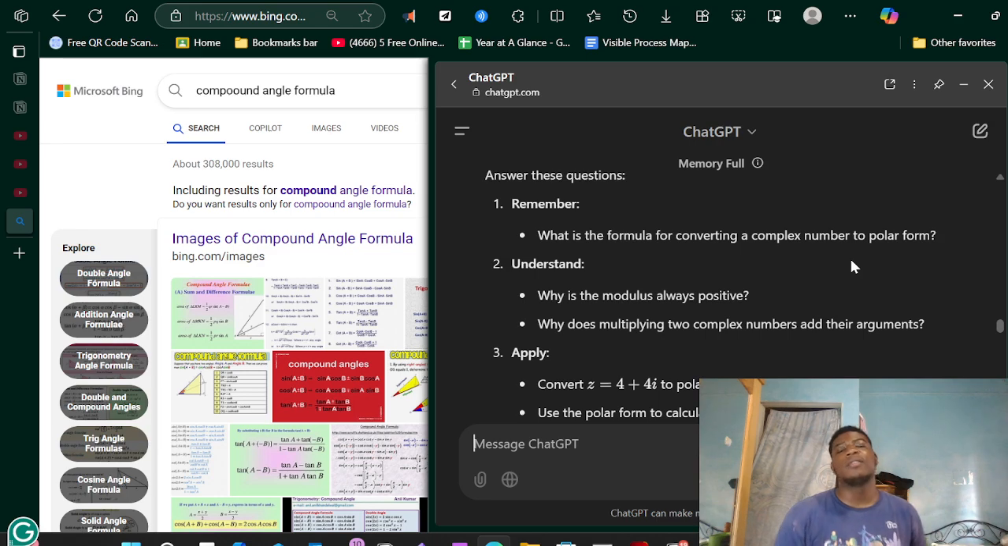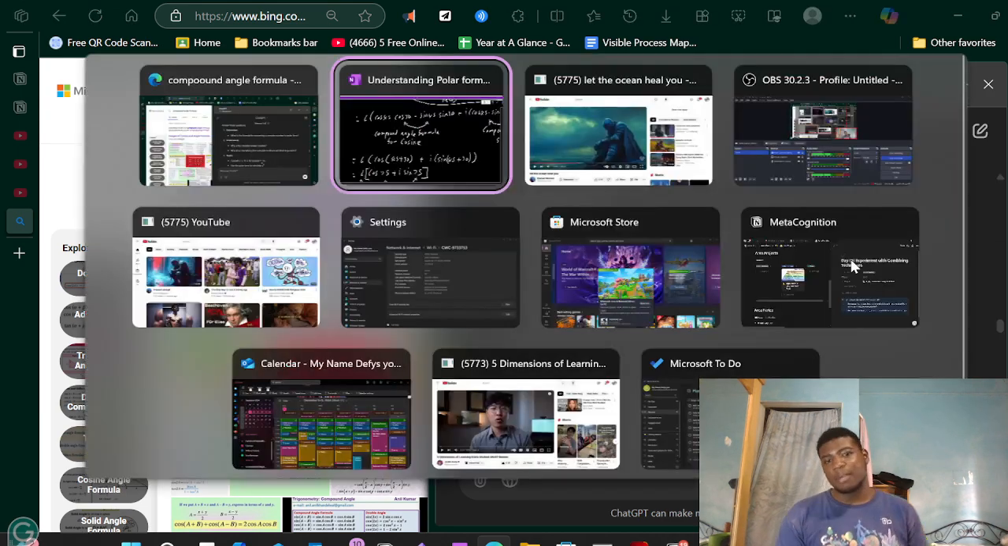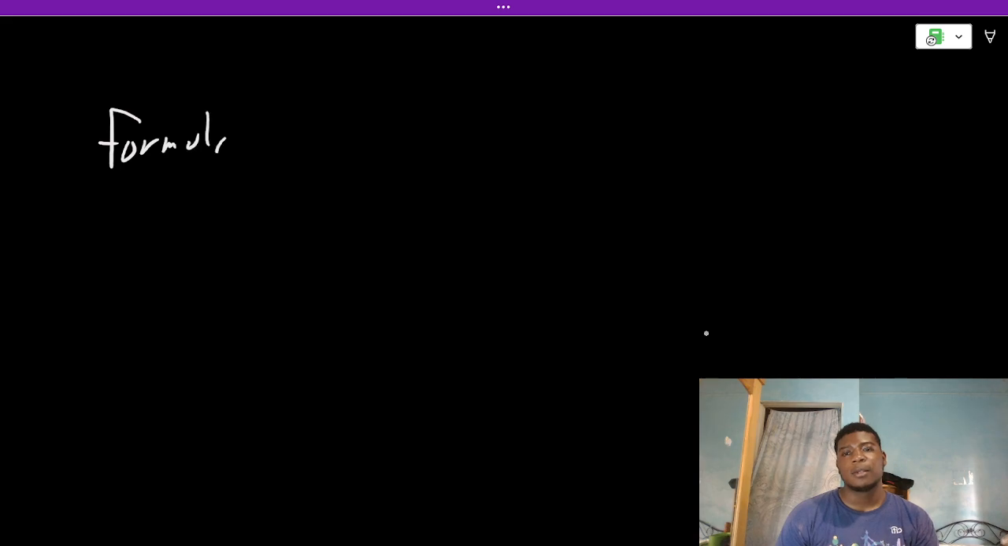Now let me try to remember, let me do some retrieval practice. So we want to know what is the formula for converting a complex number to polar form. Our formula to turn this into that.